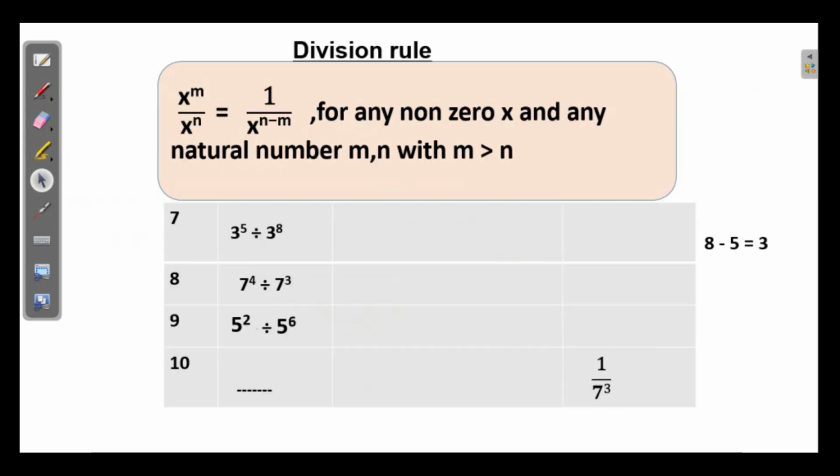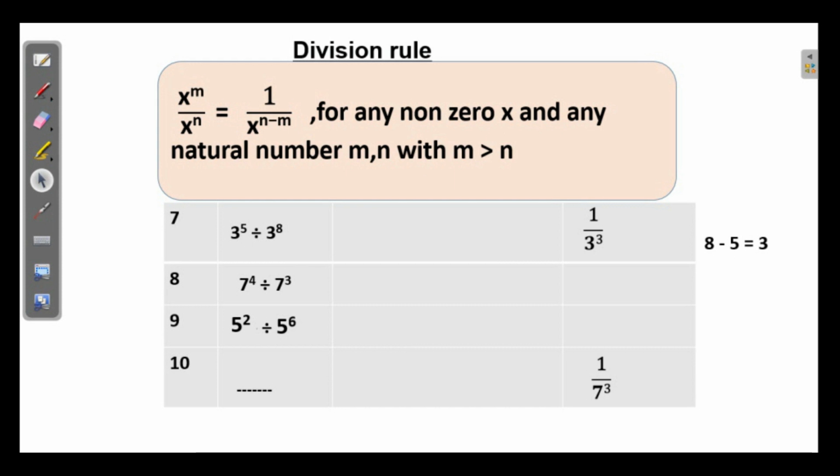x raised to m by x raised to n is equal to 1 by x raised to n minus m, if n is greater than m. Is this m 5? Here n is 8. n is greater than m, 8 is greater than 5. So the answer is 1 by 3 cubed, since 8 minus 5 is 3.